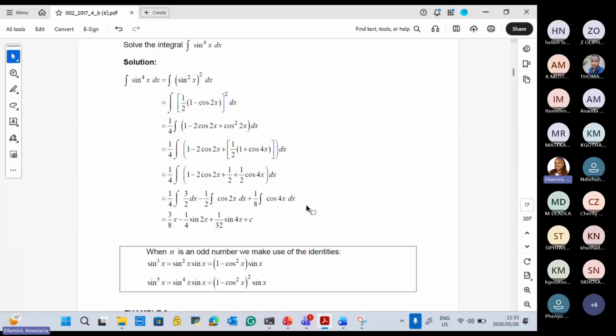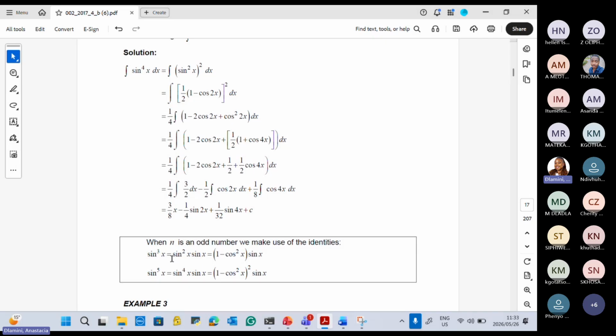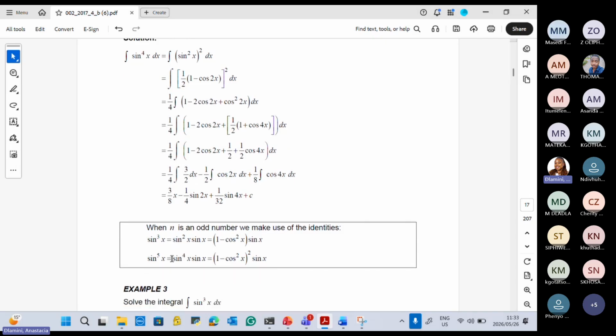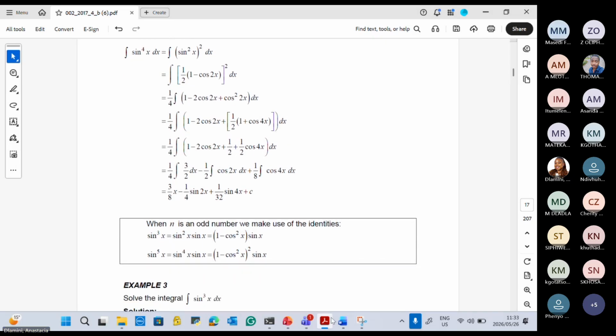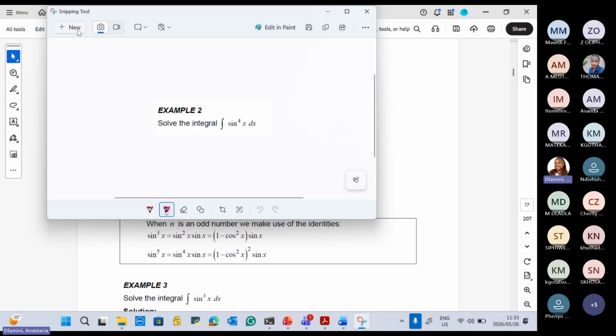Alrighty. Now they say, what happens if n is odd? Meaning that it has an integer power, but then when you divide the power, what happens? When a number is odd, you have a remainder. So meaning that it can be a 3, 5, 7, 11, 13, whatsoever. So when n is an odd number, we make use of the following identities. Do you see the identity that you use?